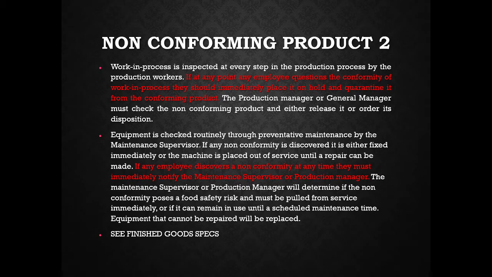Equipment is checked routinely through preventative maintenance by the maintenance supervisor. If any nonconformity is discovered, it's either fixed immediately or the machine is placed out of service until a repair can be made. If any employee discovers a nonconformity at any time, they must immediately notify the maintenance supervisor or production manager. The maintenance supervisor or production manager will determine if the nonconformity poses a food safety risk and must be pulled from service immediately, or if it can remain in use until a scheduled maintenance time. Equipment that cannot be repaired will be replaced.